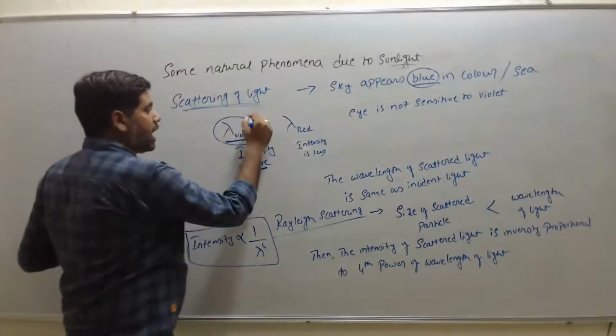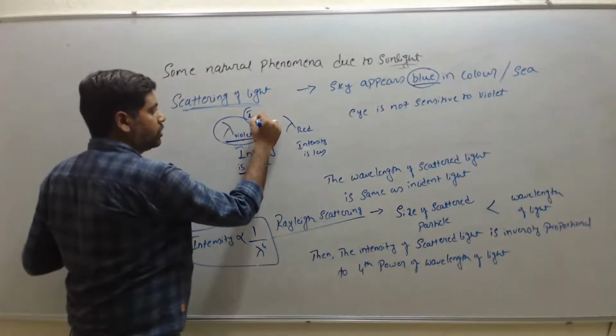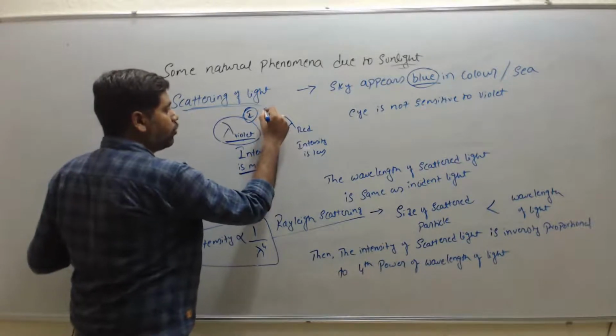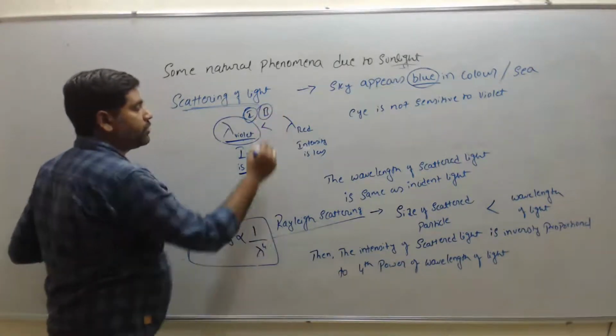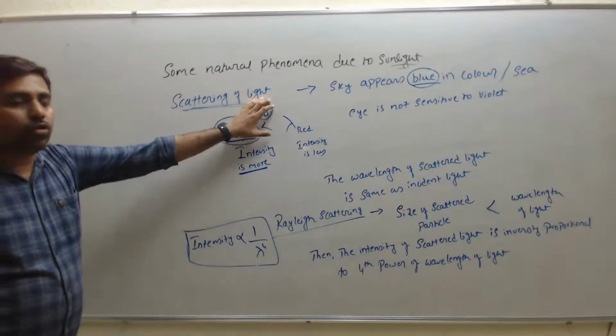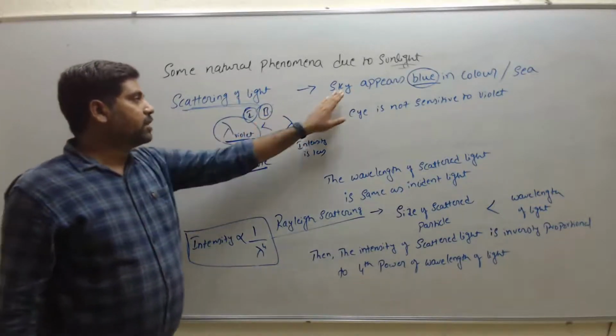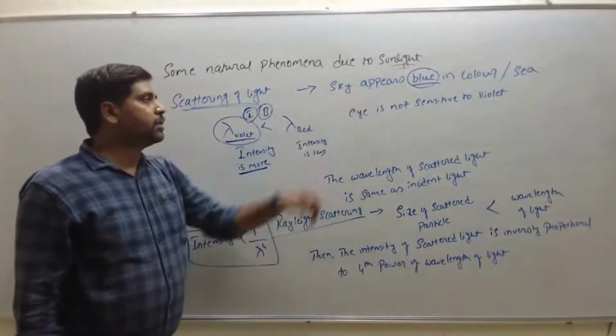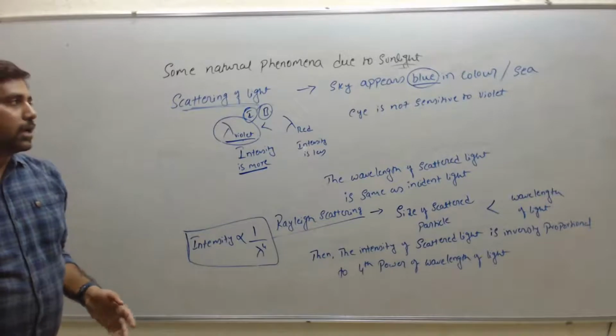After the violet we have indigo. This is also the same reason. After the indigo we have blue. That's why blue intensity is more, and it is more sensitive to our eyes. That's why the sky appears blue in color and also the sea appears blue in color.